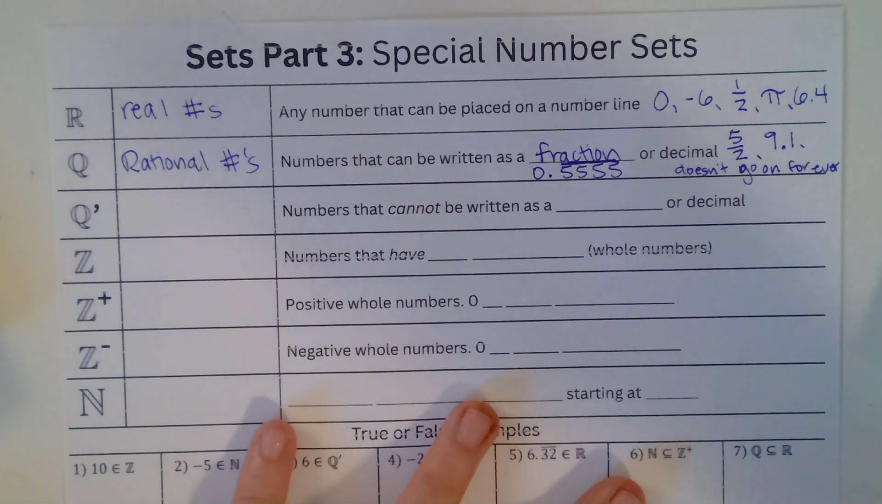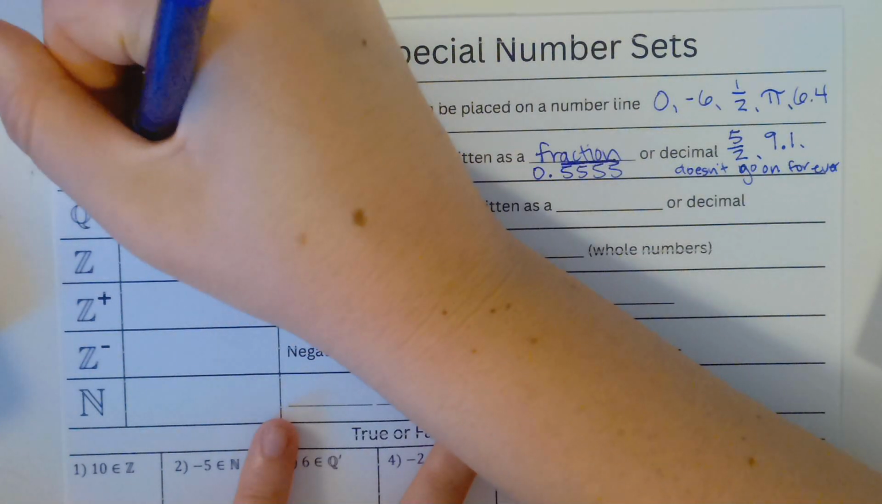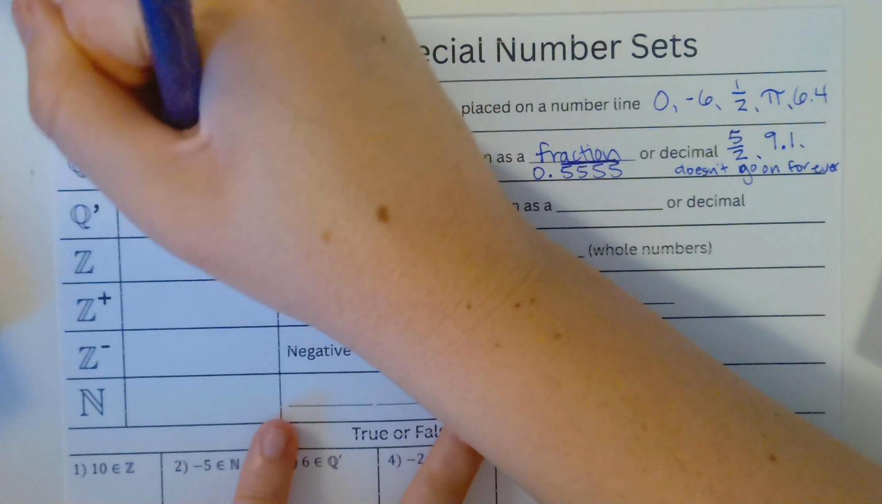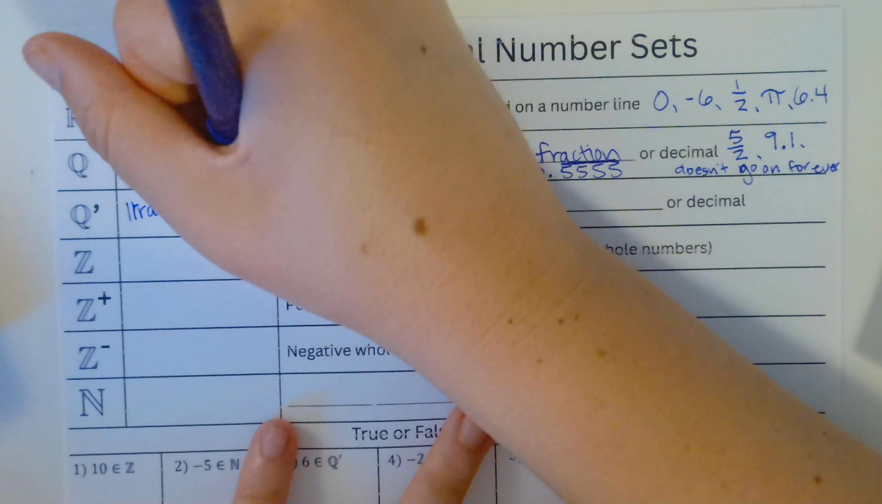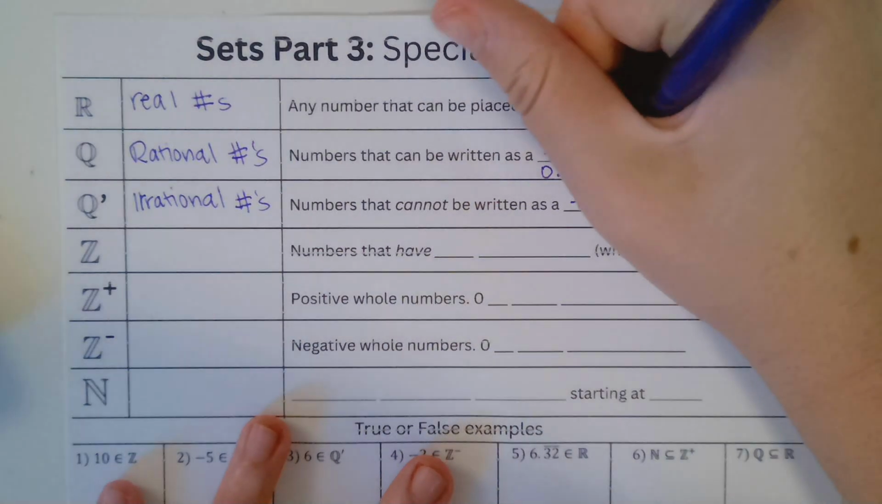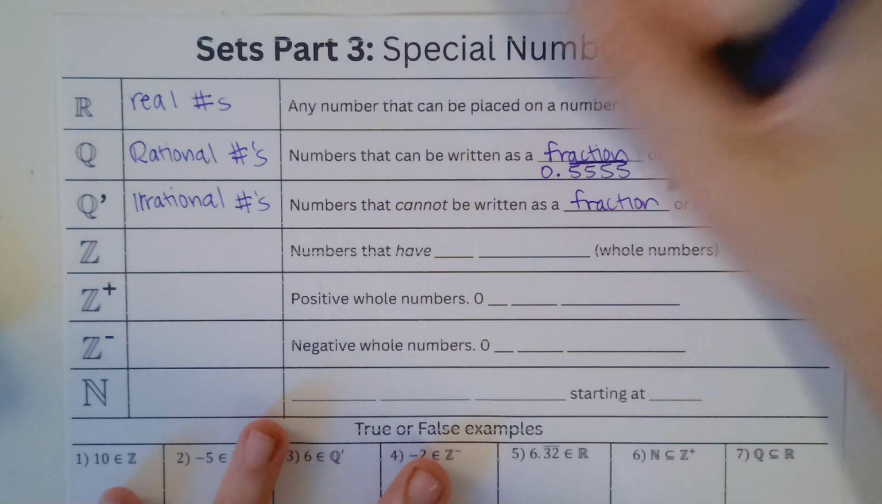So what doesn't work is what we call our irrational numbers. Irrational, I can spell. Irrational numbers are the opposite of rational numbers. So these are numbers that cannot be written as a fraction, or they are a decimal that does go on forever. So you're going to fill in this blank with a fraction.